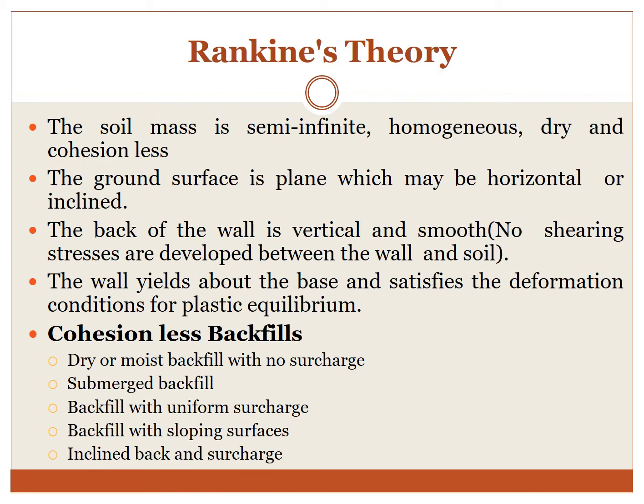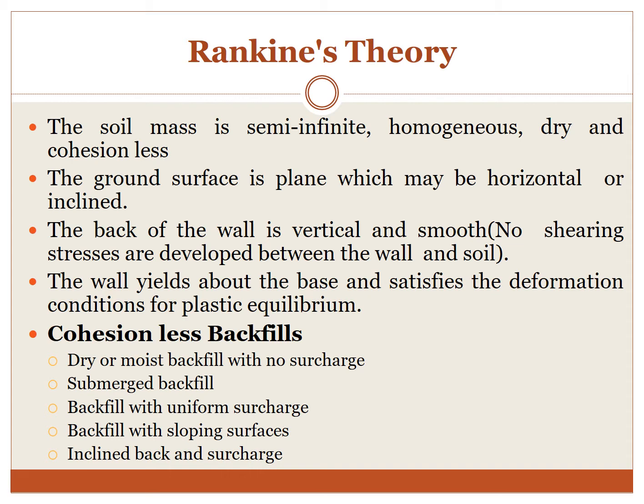Next theory is Rankine theory. Rankine gave some assumptions for his theory. Before the analysis part, we have to understand the assumptions of Rankine theory. He said the soil mass is semi-infinite, homogeneous, dry and cohesionless soil. Next, the ground surface is plane, which may be horizontal or inclined. The back of the wall is vertical and smooth. No shearing stress is developed between the wall and soil. And last, the wall yields about the base and satisfies the deformation condition for plastic equilibrium. These are the assumptions for Rankine theory.